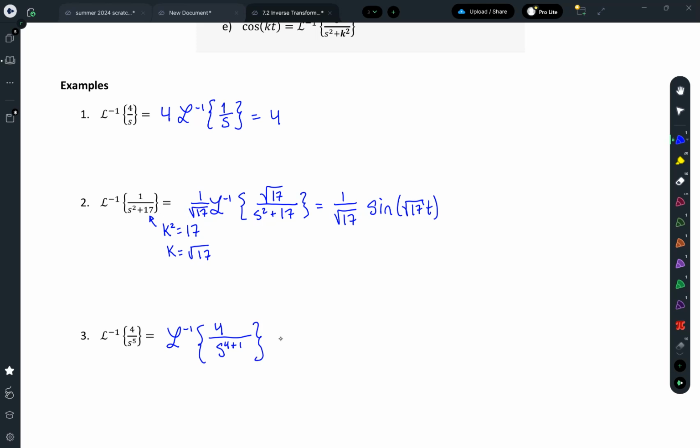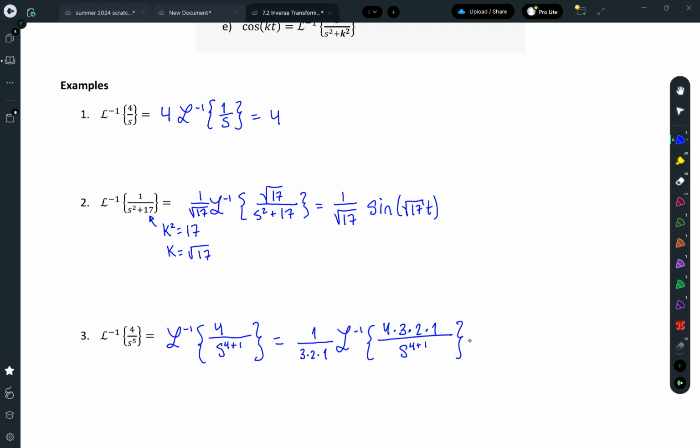I don't have a 4 factorial in the numerator, but what I do have is a 4, and maybe I could introduce multiplying by a 3 times a 2 times a 1. So this is equal to the Laplace inverse of 4 times 3 times 2 times 1 over s to the 4 plus 1. But I can't just, again, arbitrarily put a 3 times 2 times 1 in a numerator. I have to also divide by that, 3 times 2 times 1, which is really just 1 over 6.